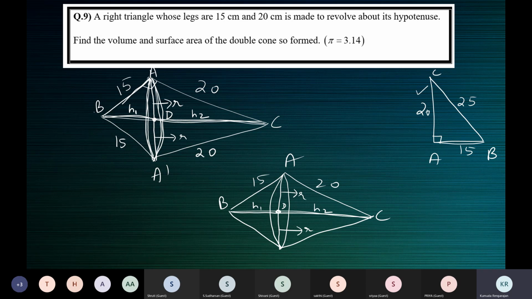Now let's understand how to find the radius and the height of the two cones. Slant height we understood. The slant height of the cone on the left side is 15 centimeters, and of the cone on the right side is 20 centimeters. The radius is the same for both cones. The heights are different: BD is H1, CD is H2. We can also find them. Let's see how.